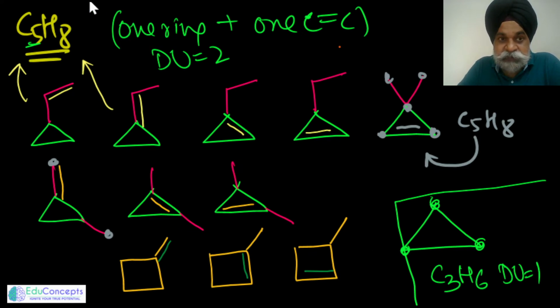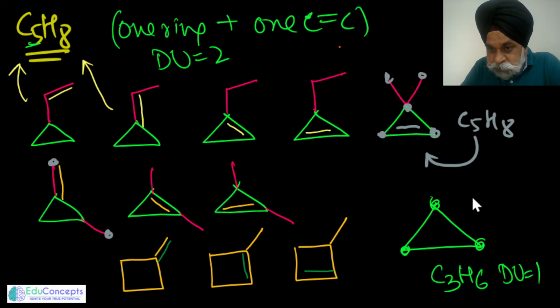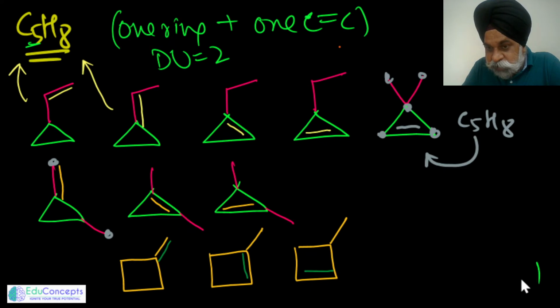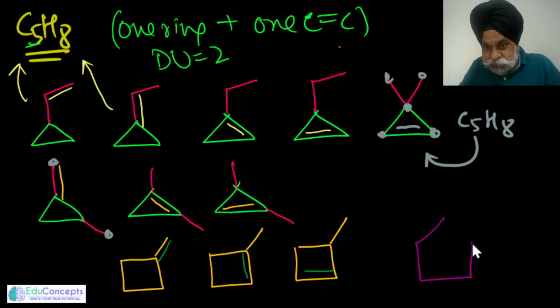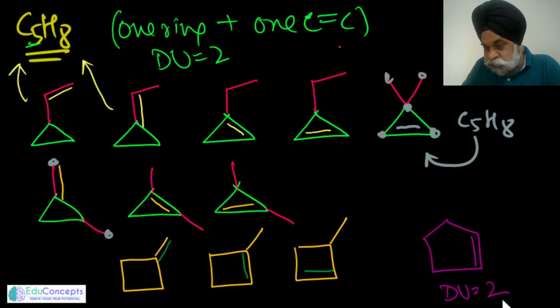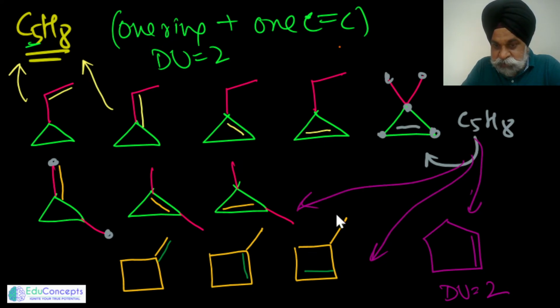And still we are left with one more, that is the one with the ring of 5. A ring of 5 can be shown like this also. It is having degree of unsaturation 1 at present. But if I make one double bond here, the degree of unsaturation would become 2. So this shows that C5H8 can be in this form, in this form, and so on.